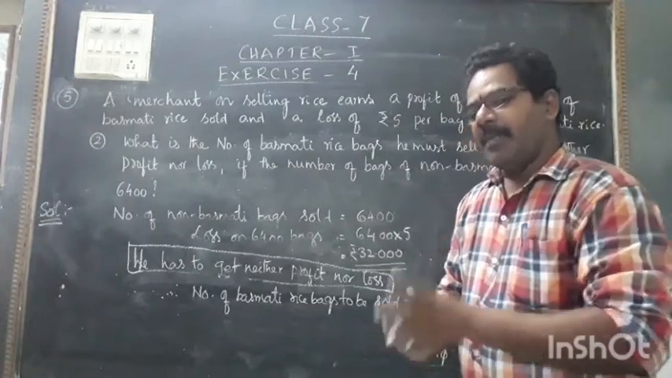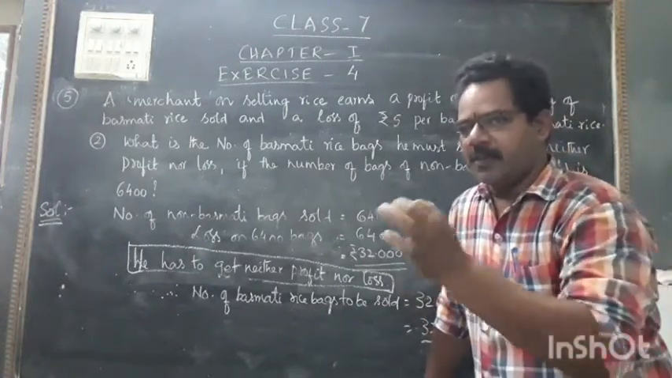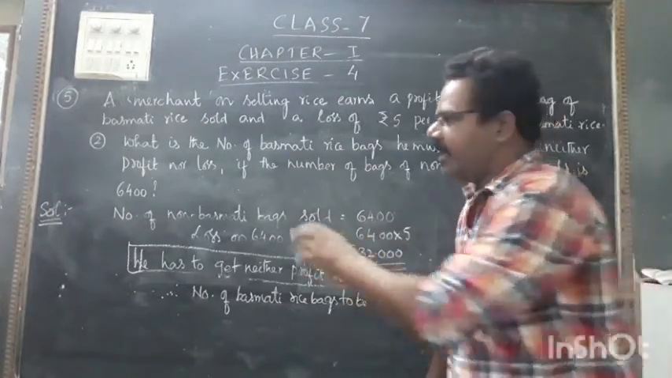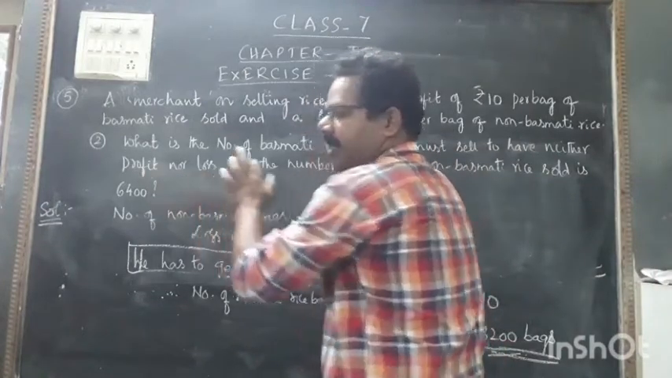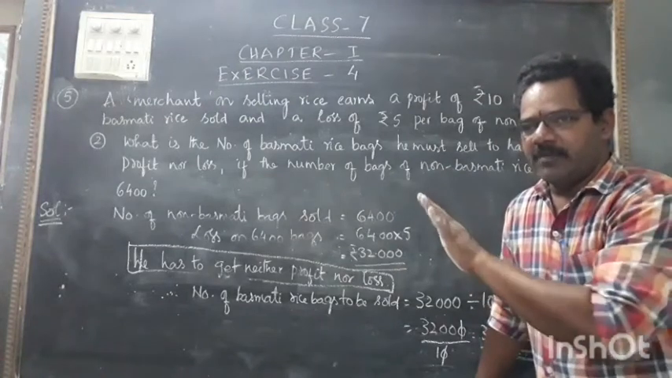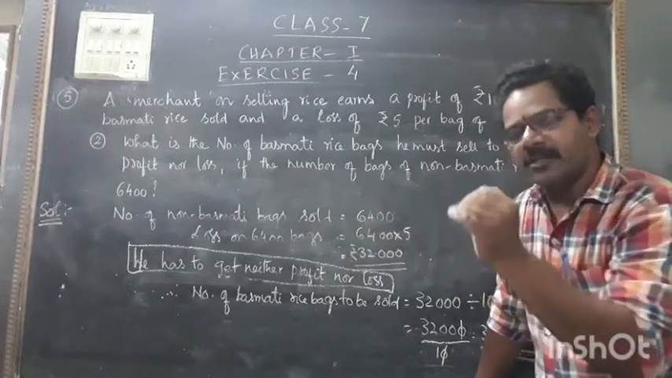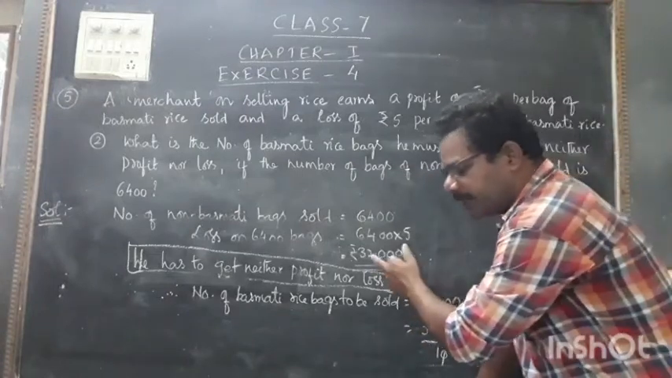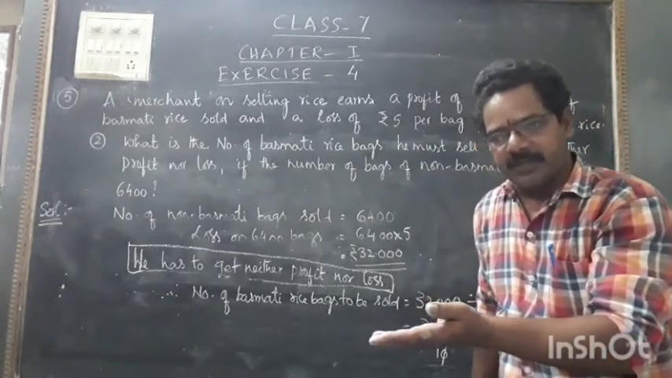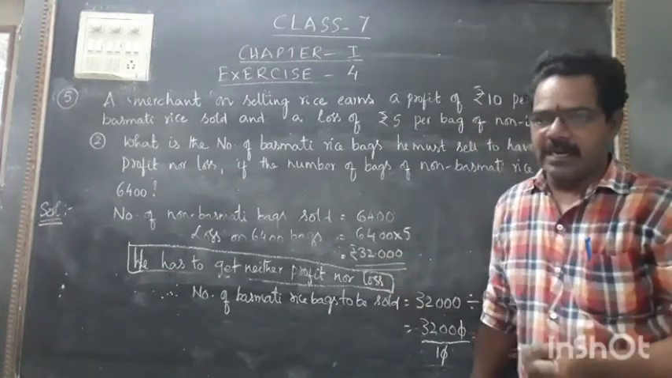By selling each bag he will get 5 rupees loss. So 6,400 bags means into 5 he will get that loss. But according to our condition he should get neither profit nor loss. So there will be no profit, no loss. Here 6,400 into 5 is nothing but 32,000 rupees loss he got. But the same loss should be converted into profit. Means how many bags of basmati rice he has to sell.